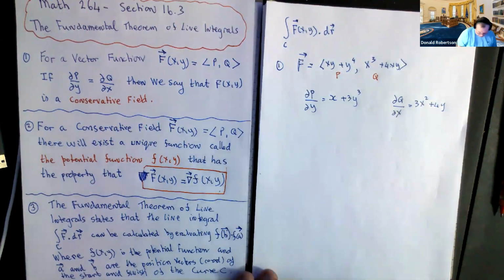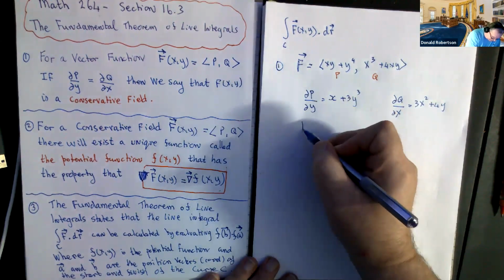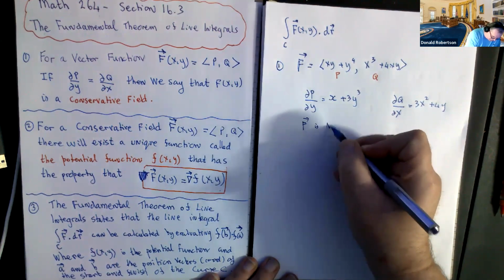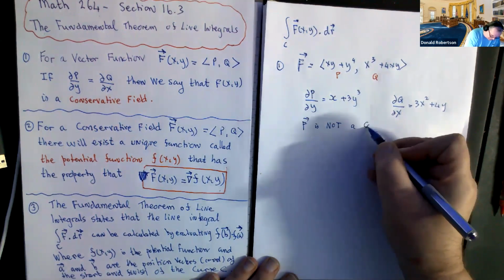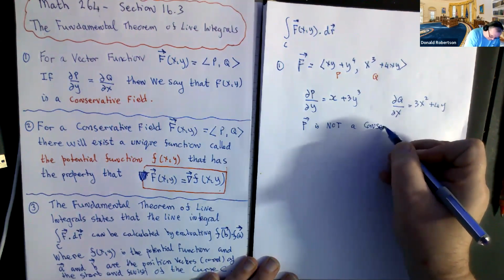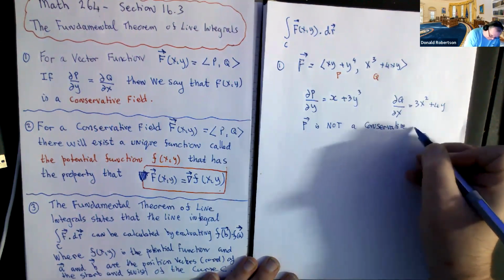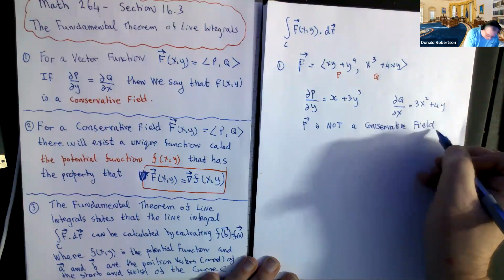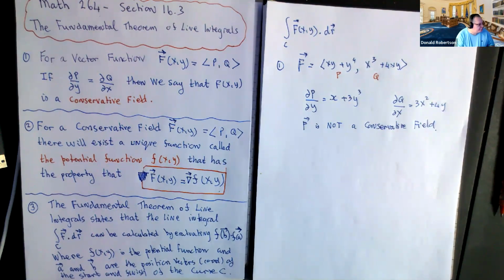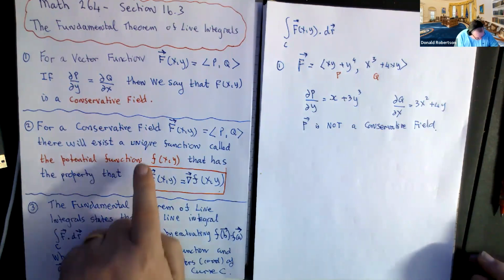And you can see that these two are not equal. So this one is not a conservative field. Now we're going to get a number of questions where that's all they ask you to find out. Is this vector field a conservative field or is it not? And your answer is going to be, no, it's not, or yes, it is. And then they add an extra little bit, which is this.